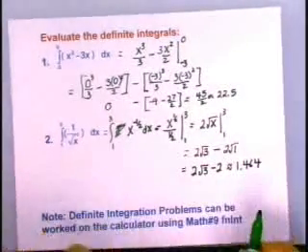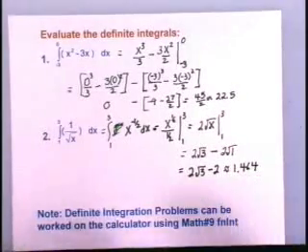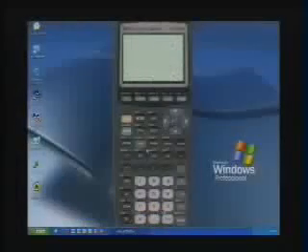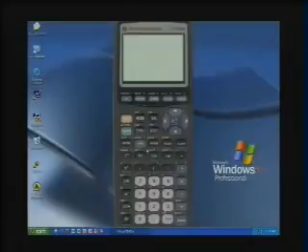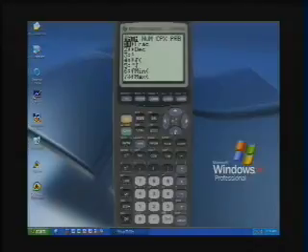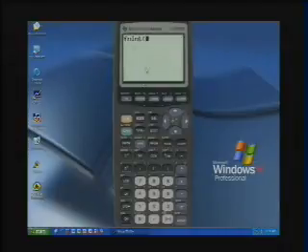Either of these problems can be worked on the calculator, so let's switch to the calculator. And let's work number 1. I'll show you a calculator feature. Under the Math menu on the TI-83, number 9, fnInt. So I'm going to select number 9. Okay, the parentheses was set up by the calculator. The first step is to type the function in. So our function was x squared minus 3x.